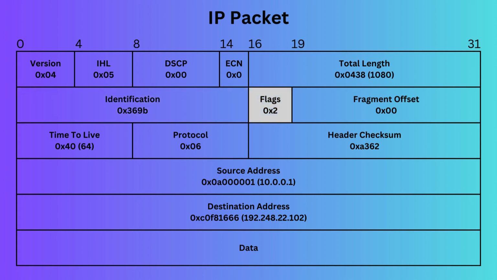The flags field is set to 0x2, which means this packet is not fragmented and it's the last fragment. The fragment offset, set to 0x00, shows that this packet is not fragmented or is the first fragment.